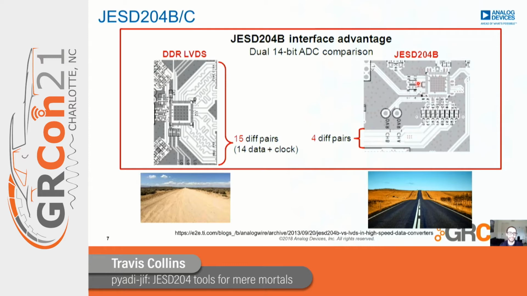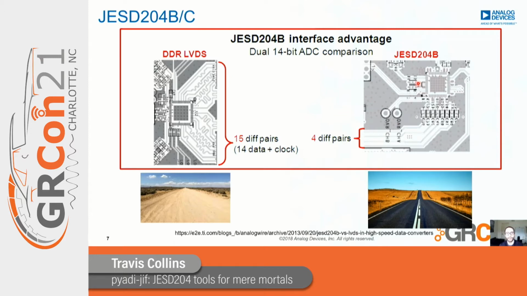And here you can see that we have roughly 15 pairs. That's a lot of things that need to be laid out. They need to be matched in length, which is why you see this tromboning effect or layout being done on the board. And that's to make sure that the lengths between all of the connections between the converter and the ASIC or FPGA, what's on the other side, are the same.